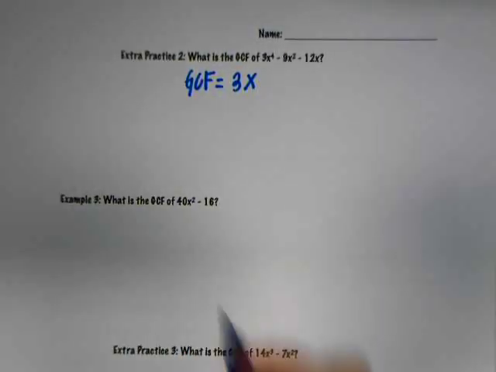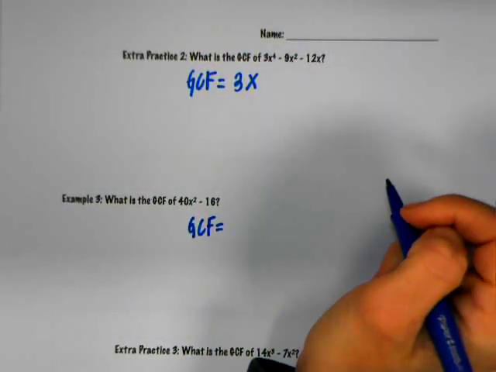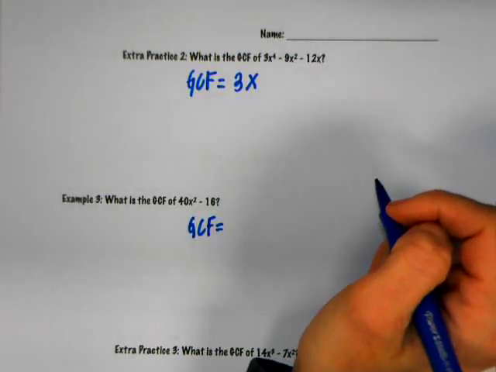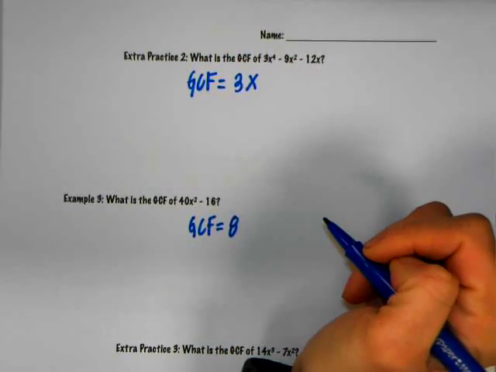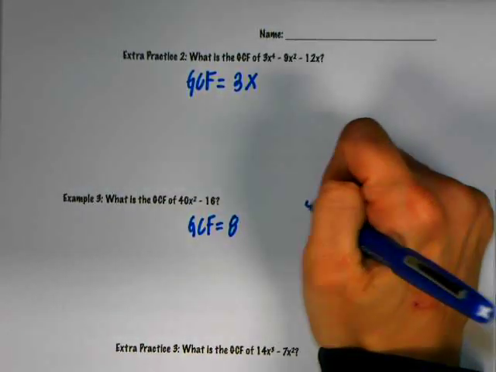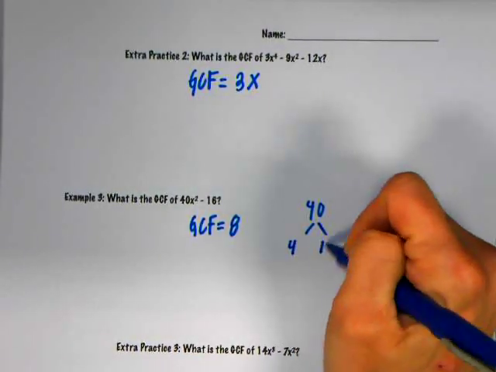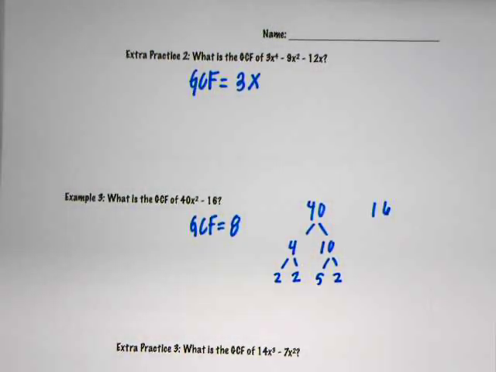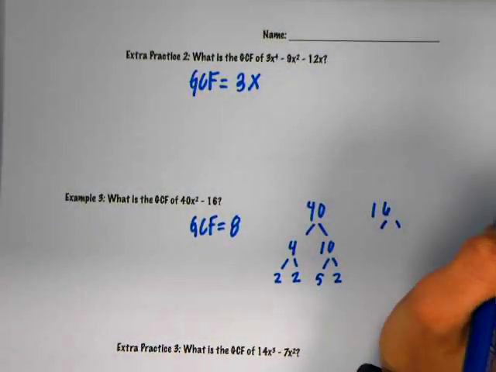So 40x squared minus 16. What do we think? 8? Well, it's the biggest number they're all divisible by. Yep, 8. So the way that you would do this with factor trees, if you did 40 and 16, 40 you could break into 4 and 10, and this is 2 and 2, 5 and 2. You stop when you get prime numbers. So I'll show you how you get to that.